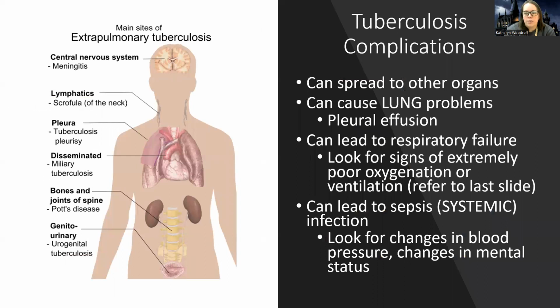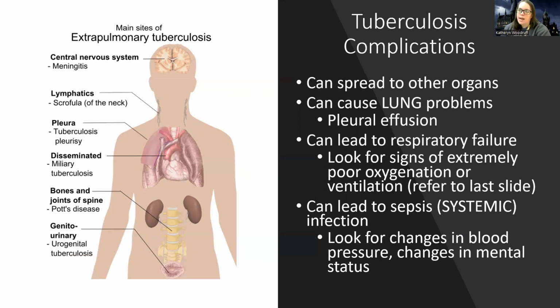So tuberculosis can spread to other organs. At my school, we don't talk too much about the miliary TB, but it can also cause lung problems like pleural effusion, which we talked about with pneumonia. So if you have any questions about that, you can always go back to that lecture. It can lead to respiratory failure. So for that, we're going to look for signs that they're not getting oxygen well, like I was talking about on the last slide.